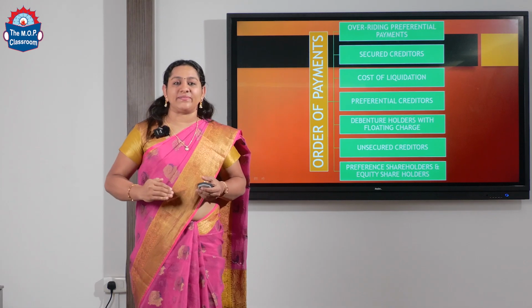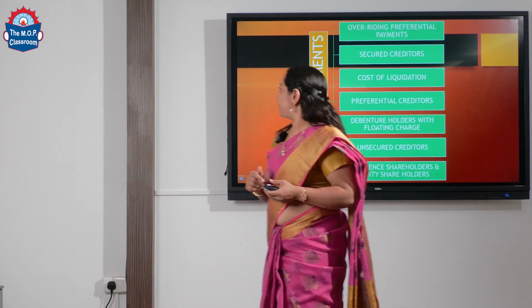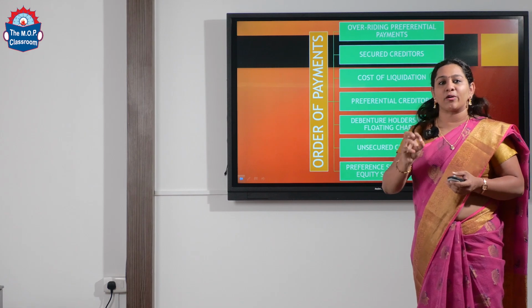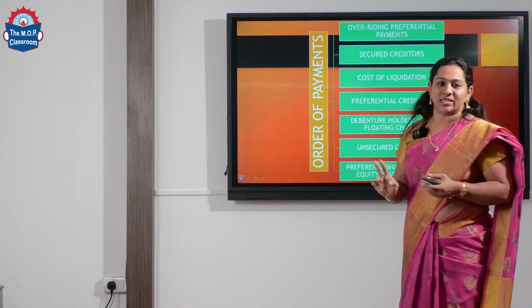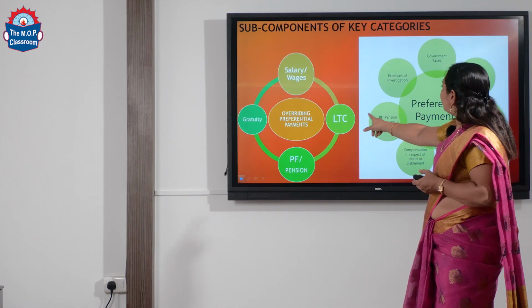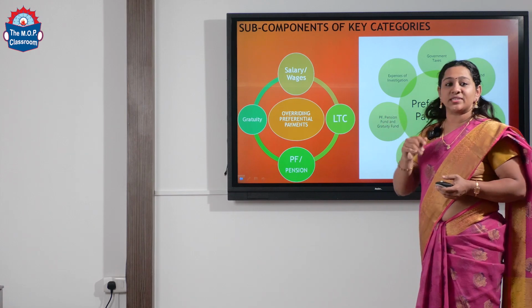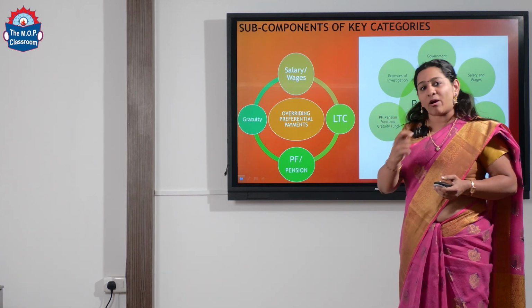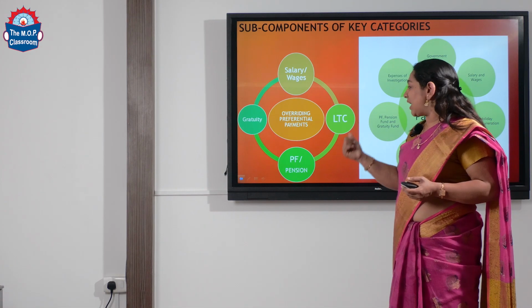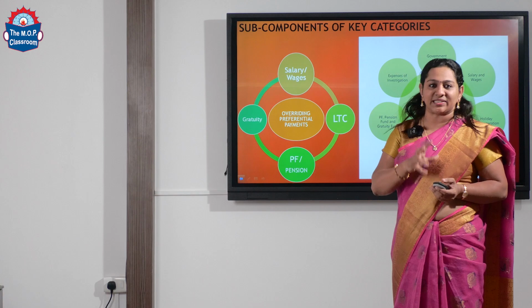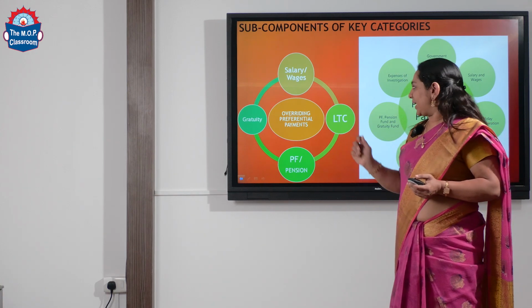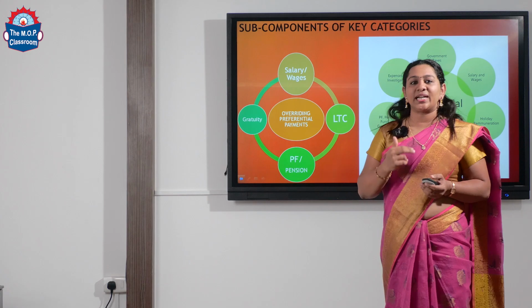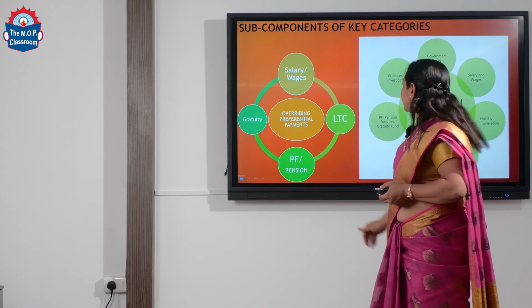There is a certain order in which the payments are to be made, and this is the order. The first one being overriding preferential payments. What are overriding? They take first priority and top priority amongst all others in this list. The breakup of overriding preferential payments would be salaries and wages that are due for more than 2 years to your existing employees and staff, leave travel concessions or paid holidays that are pending from the company's side, any staff provident fund contribution or pension fund that has been established which has not yet been paid to the employees, or lastly gratuity. So these are the subcomponents or key categories of overriding preferential payments which take priority over any other segment here.